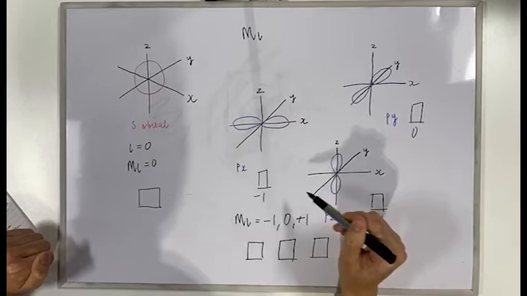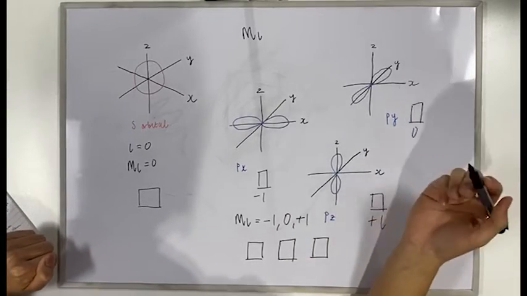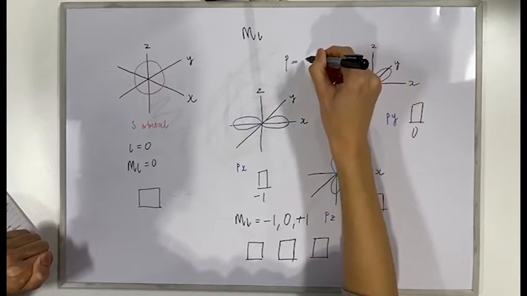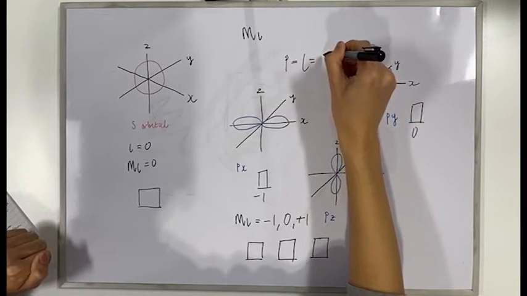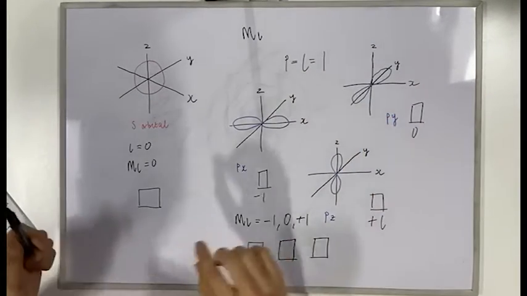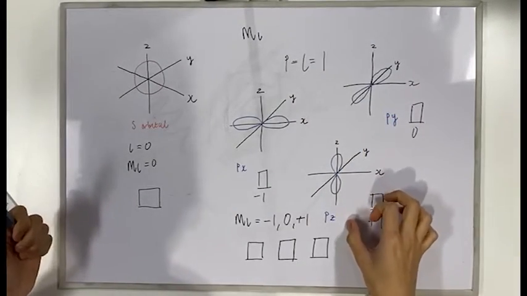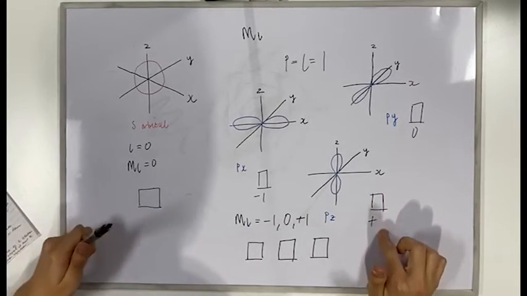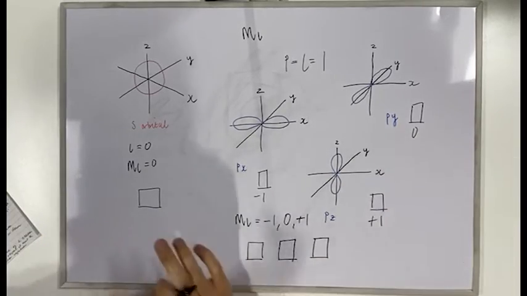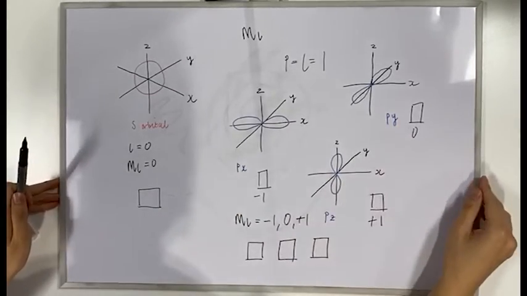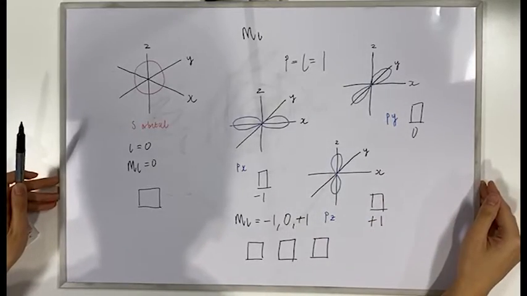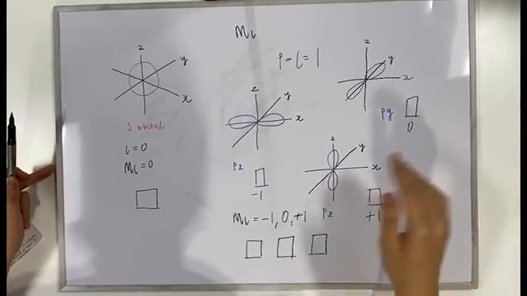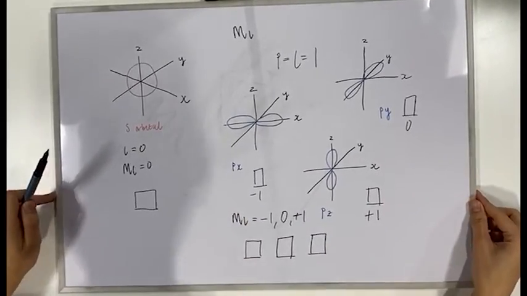So all of this happens within the p orbital, and the p orbital is when L is equal to 1. So px, py, and pz can be in any order: -1, 0, or +1. It just literally depends on your preference, whether you want py to be -1 or py to be +1, as long as it is clarified in your answer.